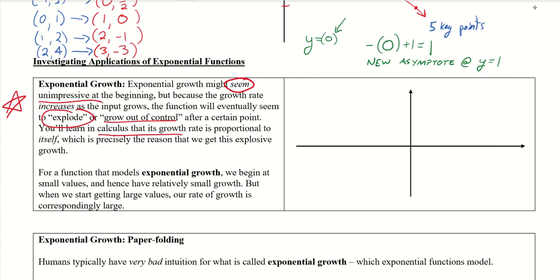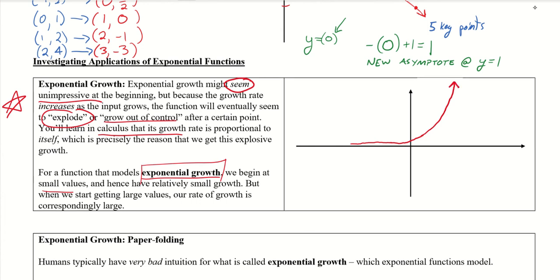So for a function that does model exponential growth, typically we begin at small values. So I'll model that over here. Typically we begin at small values, and because we have small output values, the growth rate is pretty small. So we have a relatively flat curve here. But as soon as the output values start to grow and grow and grow, then the growth rate also increases and increases and increases.